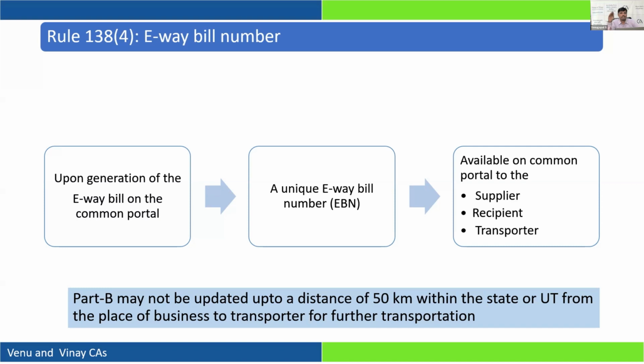An e-way bill has two parts, part A and part B. To originate the movement, part A is the starting point. In part B, only the transporter details will be there, whereas in part A, the consignor, consignee, description of the goods, value of the goods, all the details will be there. Whereas in part B, the transporter ID and the vehicle number, only those details with respect to the transporter will be there.